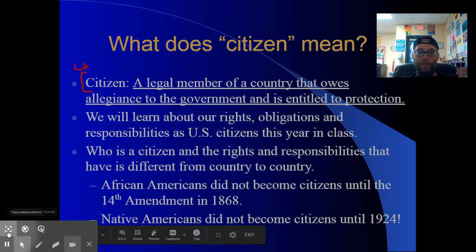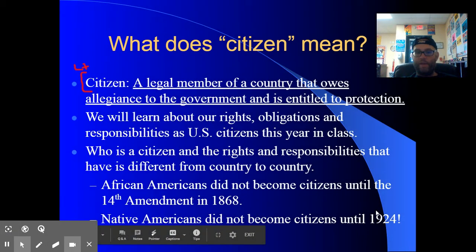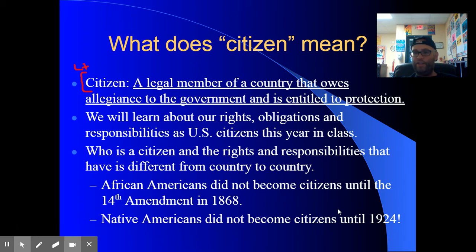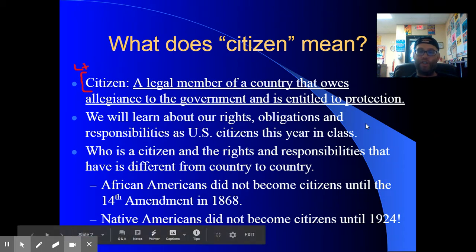Okay, so one important thing is that who is a U.S. citizen and the rights of citizens is constantly changing in this country. African Americans did not become citizens in this country until almost 100 years after we were a country, until 1868. Native Americans didn't become citizens in this country until 1924. So the immigration process and who's a citizen and the rights of citizens is constantly evolving and changing.